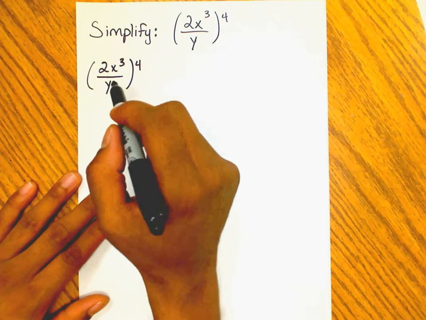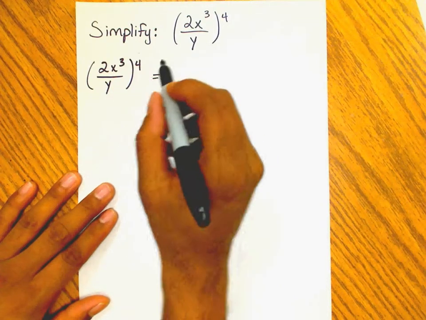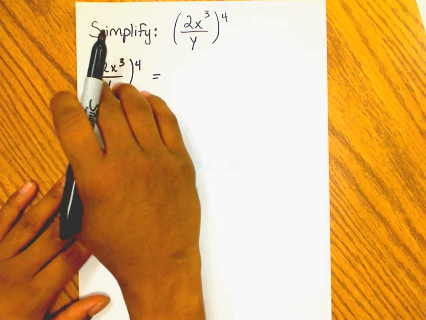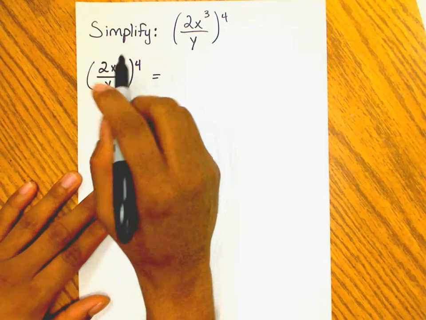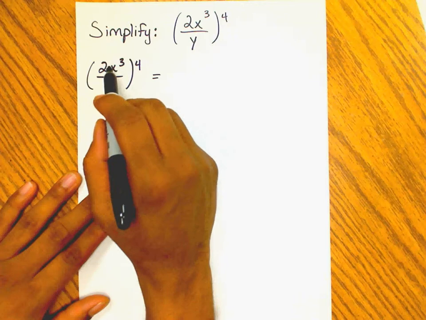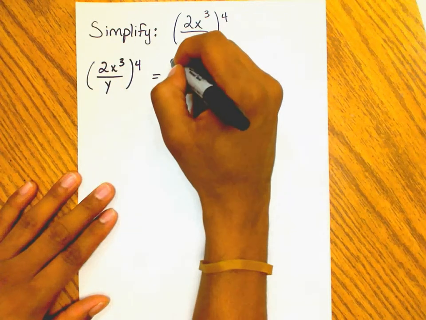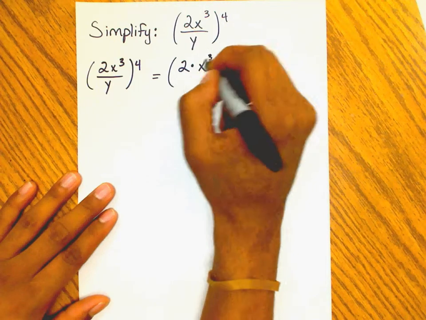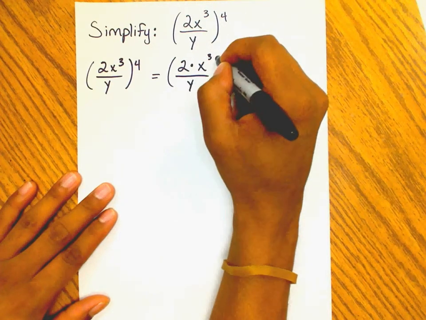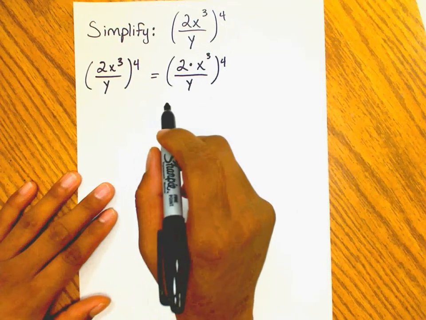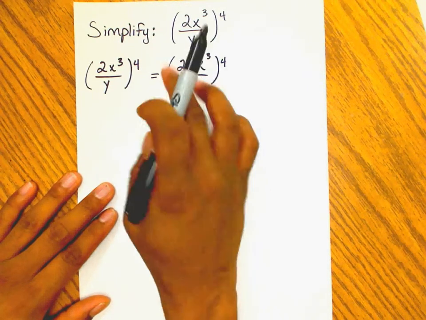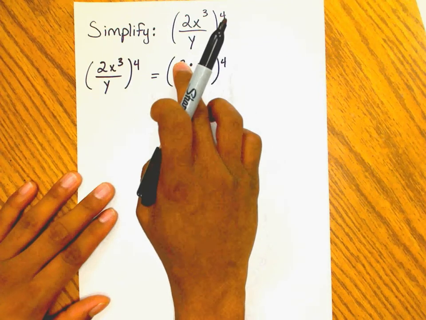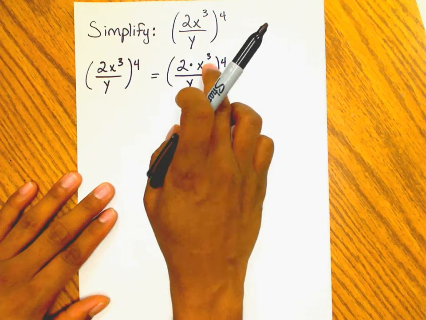What we can do, this 4 really means that I want 4 of everything that's in here. So before I do anything, I'm going to write this as a product of the factors, and this is what I mean. 2 times x cubed over y to the 4th power. Now, some of you are like, okay, why'd you rewrite that? Now we can see that there's 3 separate pieces, and we want 4 of 2, we want 4 of x cubed, and we want 4 of the y. So then this is how that's going to look.